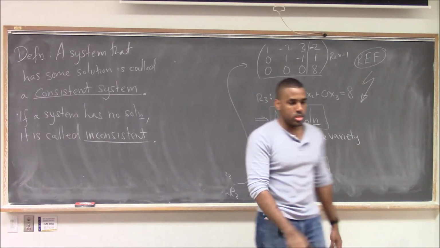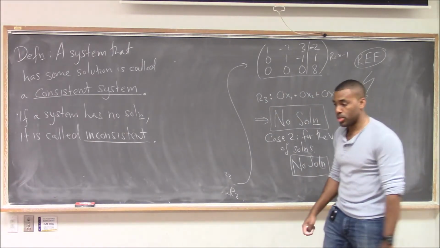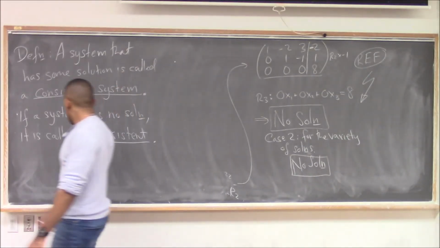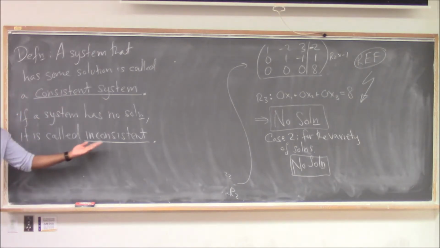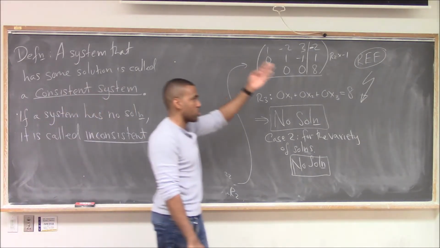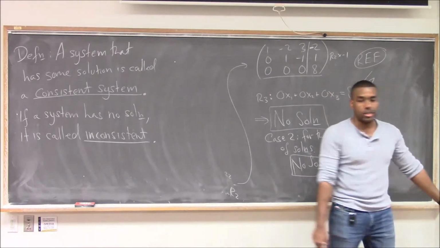There are two types of systems that we will look at: the ones that we can find some solution for and the ones that have no solution. Systems that do not have a solution are called inconsistent. It is inconsistent with the rules of mathematics for 0 to be equal to 8.